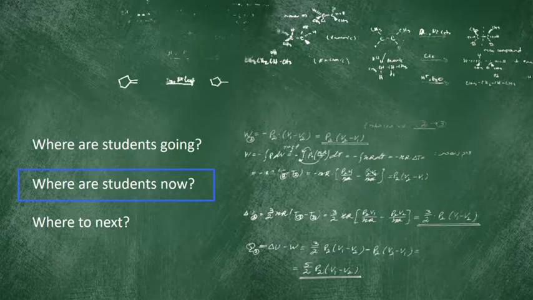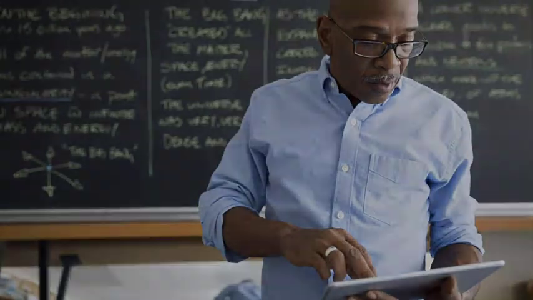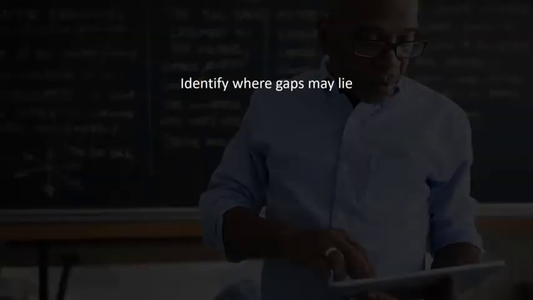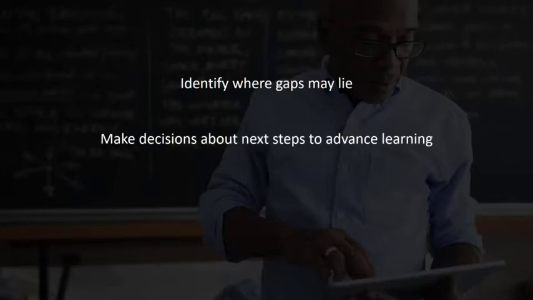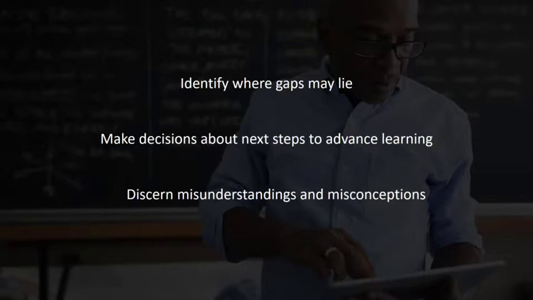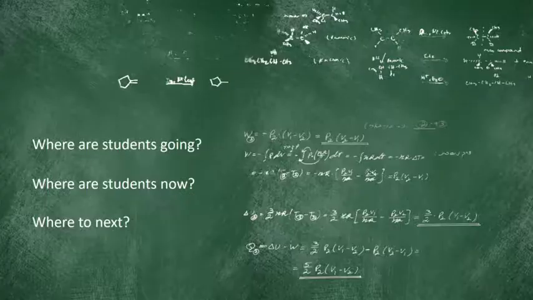The question of where are students now is more fully answered when the evidence is analyzed. When teachers and students analyze the evidence, they can identify where gaps may lie. Once they have an understanding of students' learning status during the lesson, they can make a decision about what the next step should be to advance learning. This includes identifying any misunderstandings, misconceptions, or other gaps in learning.